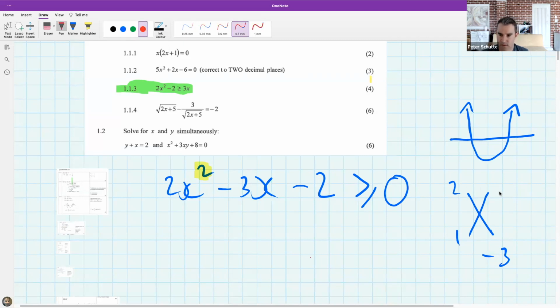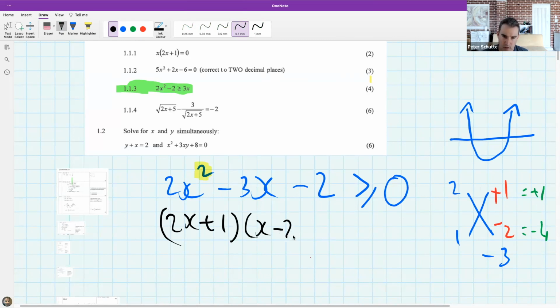So let's see if I can. I'm going to get a -4 here, and I'm going to get a +1 there. That gives me that. So the factorizing that I see when I read off my inequality, or my trinomial, I get 2x plus 1, x minus 2.